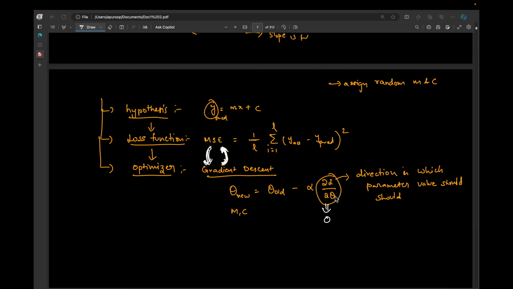Or we'll have some threshold value, where the new and old values are not changing much beyond that threshold. Let's say the threshold value is 0.001. If the difference between the new and old value is less than 0.001, then obviously we'll stop the training process. Like that, this overall process will work.